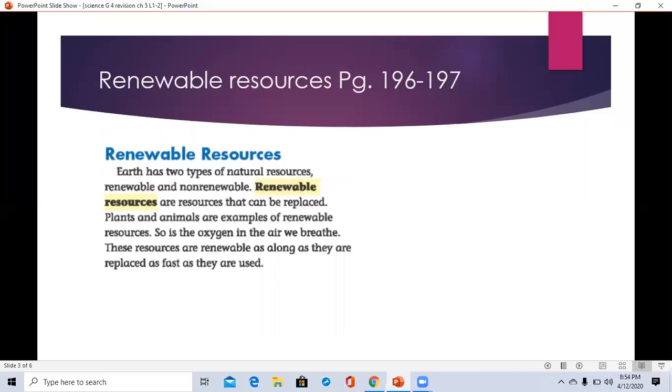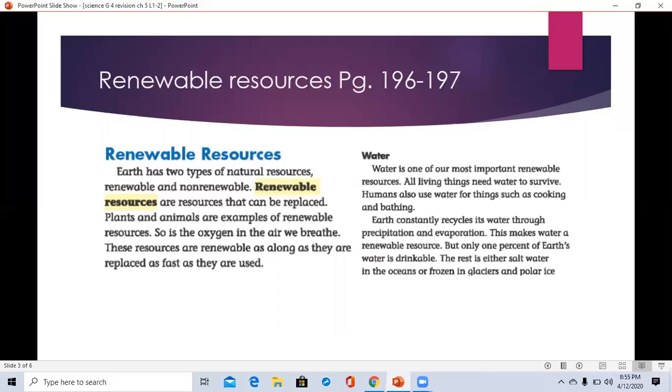Renewable resources. So Earth has two types of natural resources. We get renewable and non-renewable. First, let's take a look at renewable resources. Renewable resources are resources that can be replaced. Plants and animals are examples of renewable resources. So is the oxygen in the air we breathe. These resources are renewable as long as they are replaced as fast as we use them.